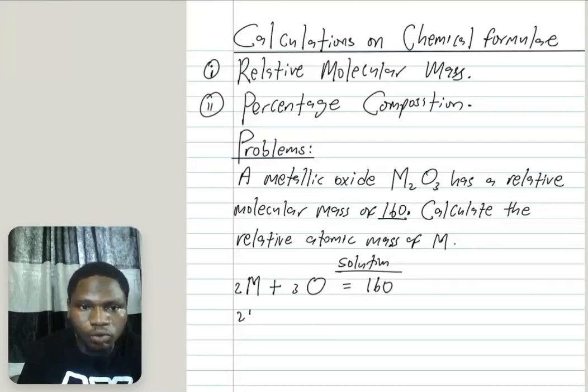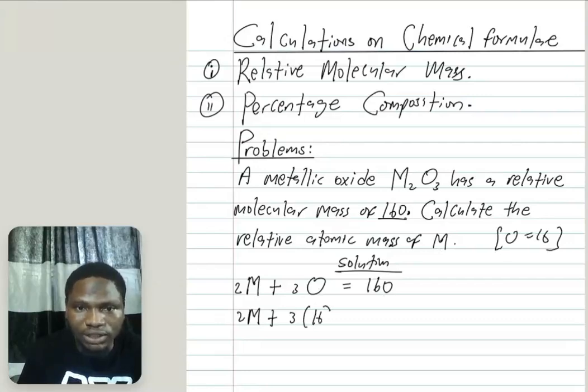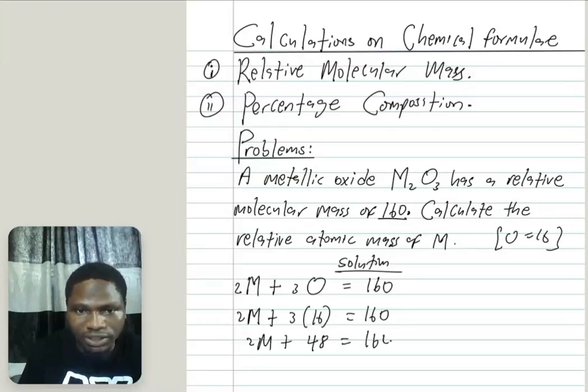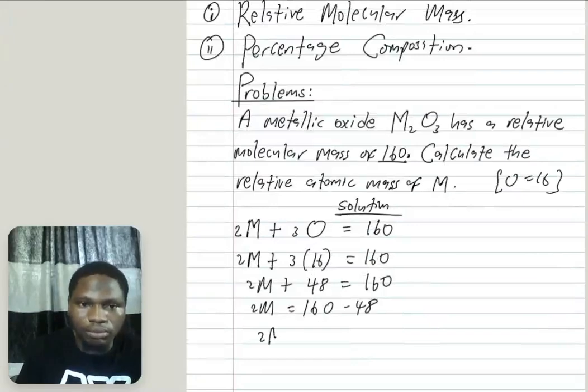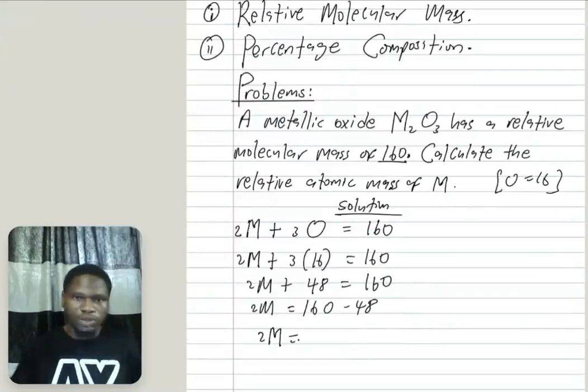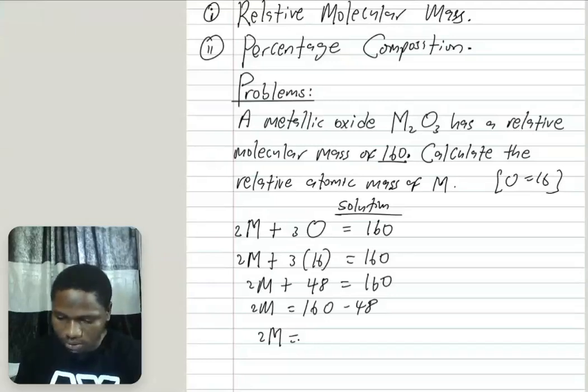So I have 2M plus 3 times oxygen. Remember, if they don't give you, remember, oxygen is 16. So I have 16, then equal 160. What is there is 2M plus 48 equal 160. I have 2M. You solve this equation. When plus 48 goes to the other side, it becomes minus 48. Therefore, from here, what do we have? We have 2M equal to, what is 160 minus 48?